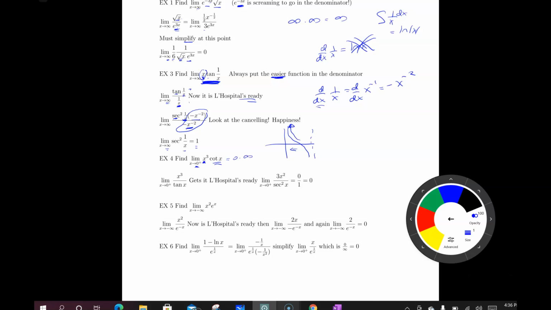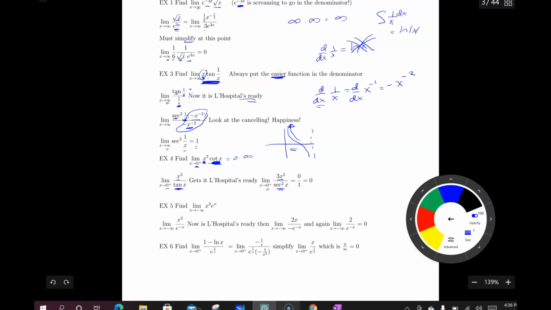Okay, so I want to put one of them in the denominator. I'm going to move cotangent to the denominator because that can be rewritten as tangent in the denominator, right? Because cotangent you can think of as 1 over tangent. And so if I put it like this, it is now 0 over 0. So it's L'Hopital ready. Take the derivative of the numerator, 3x squared, the derivative of the denominator, secant squared.